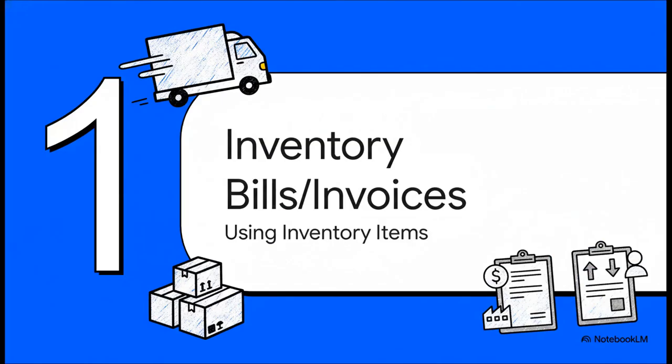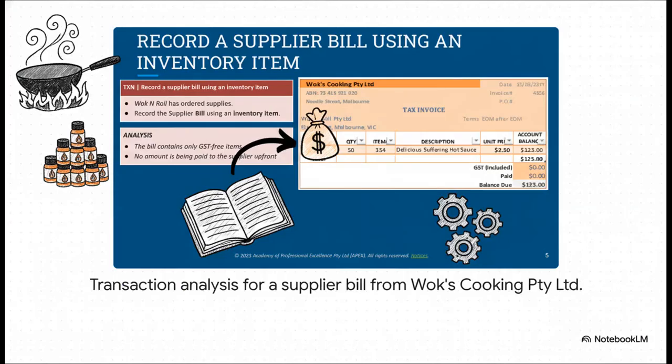We will now begin with Section 1, Inventory-Based Bills and Invoices. This section details the procedures for recording transactions involving physical inventory items. The first scenario presented in the source document is a supplier bill.